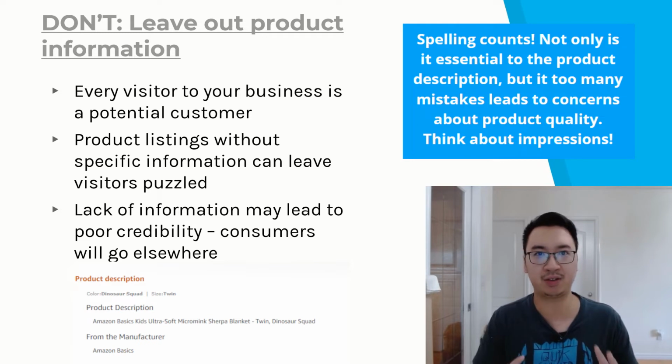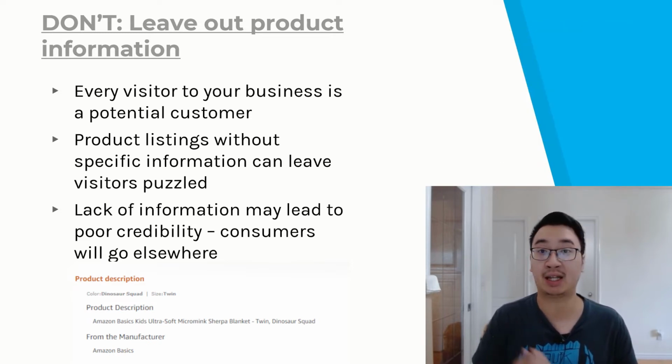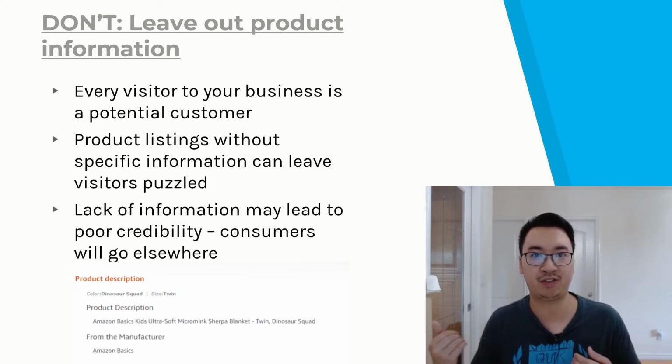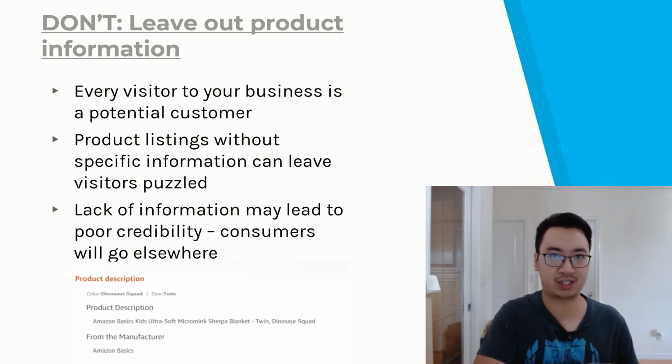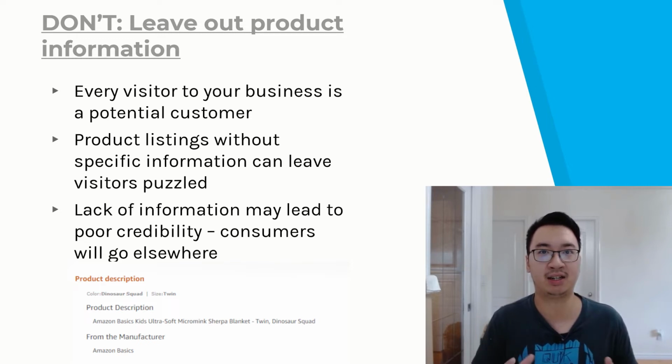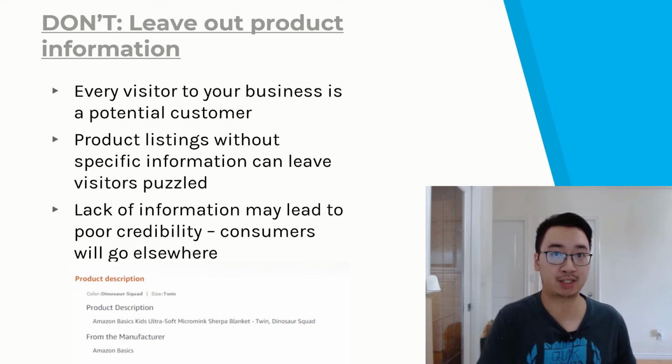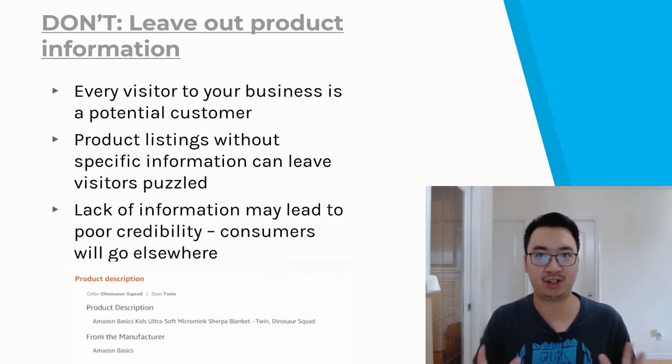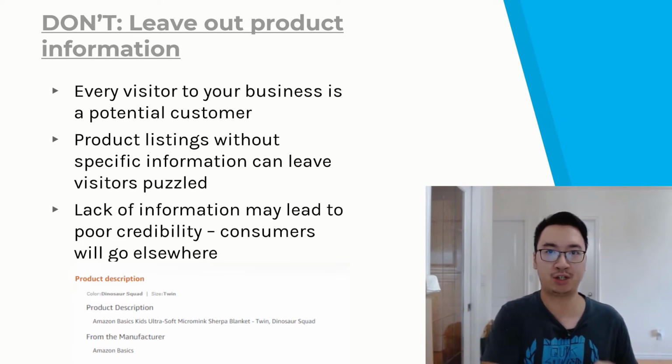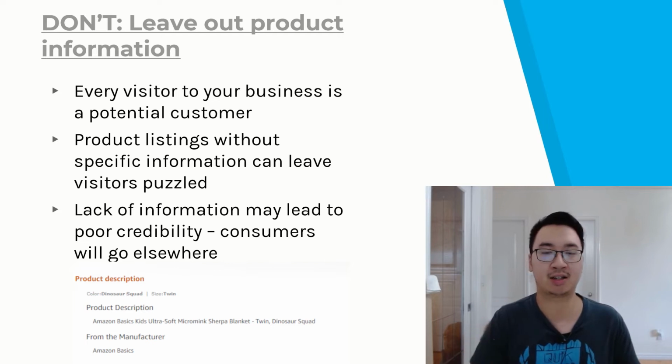And if you leave out relevant information, your visitors are going to be puzzled. Lack of information, again, leads to this idea of poor credibility. Consumers are going to go elsewhere if they visit your website for their first time, and they realize that they're not really sure about the products. So you want to describe it in as much detail as possible, dimensions, shipping information, and have those relevant details ready to go so that if you have a general visitor to your website, they can at least get some information about your products.